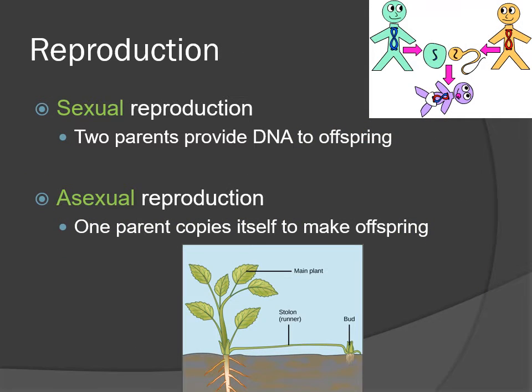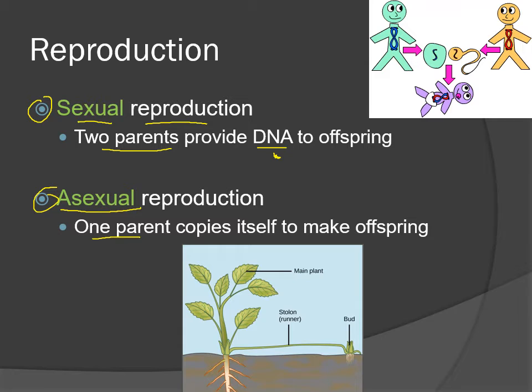Reproduction. We've already talked about this. I think the concept is pretty understood by a lot of people. Two ways to do it. If organisms want to reproduce, there is sexual reproduction, which requires two parents to provide DNA, which will mix, and then it'll create offspring. Or there can be asexual reproduction, where one parent alone can copy itself to make offspring.